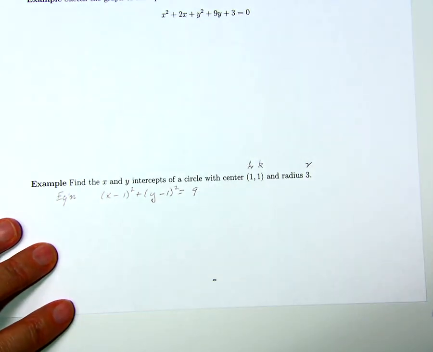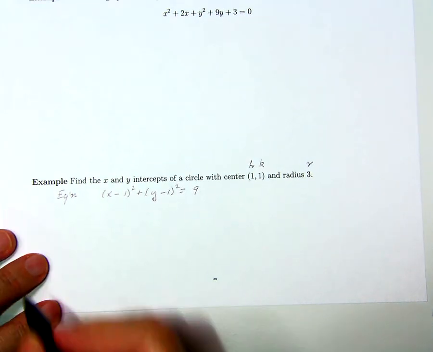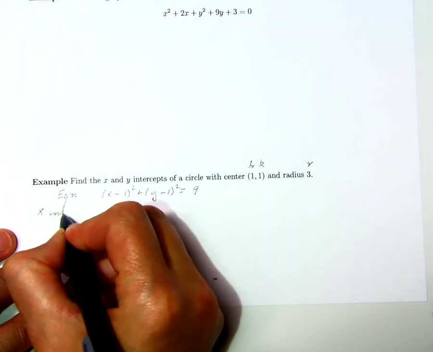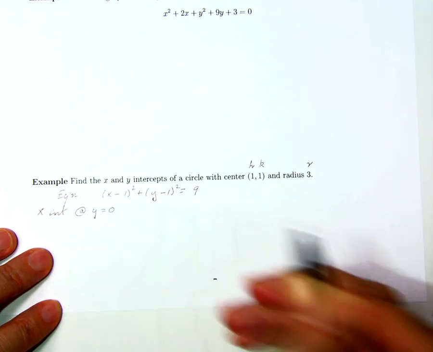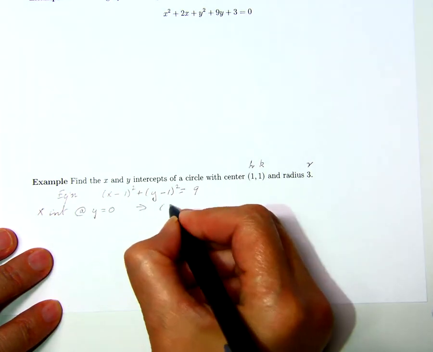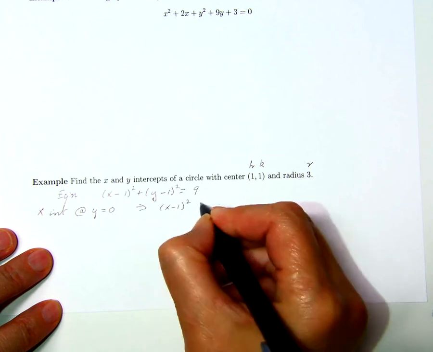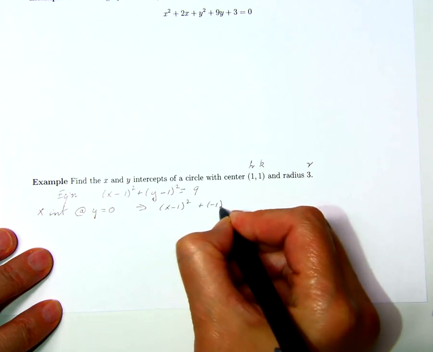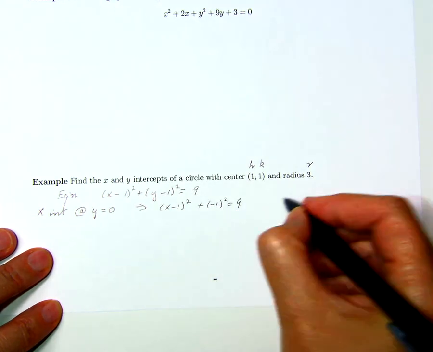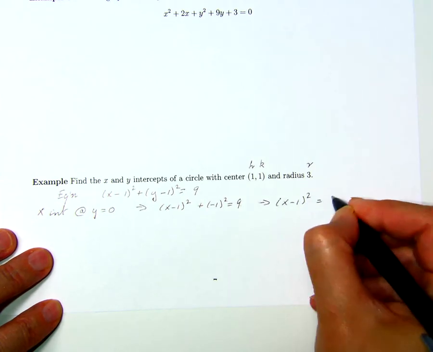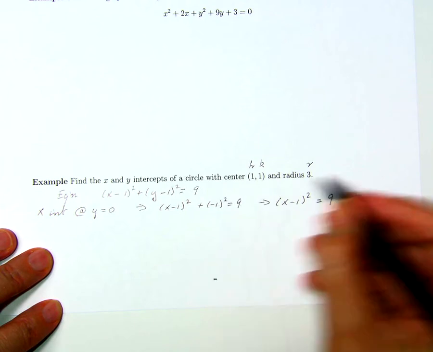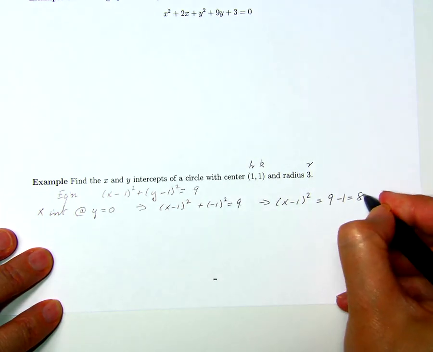Now looking for the x and y intercepts, we have our x-intercept at the point where y equals 0, and at this point (x - 1)² + (0 - 1)² is 9. And that tells us that (x - 1)² equals 9 minus 1, which is 8.